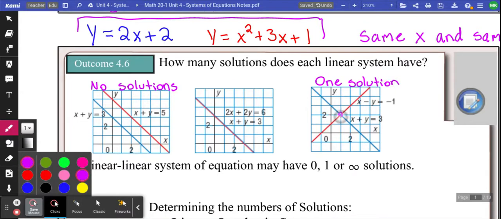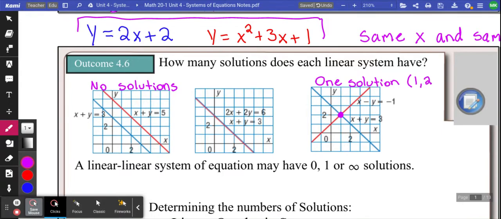That solution would be right here at 1, 2. Both lines share that point. They both have an x value of 1 with a y value of 2 connected at the same time.